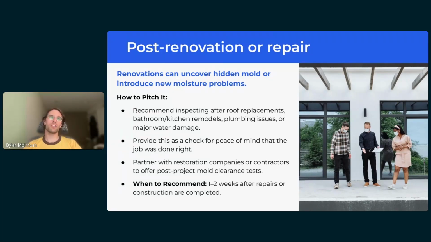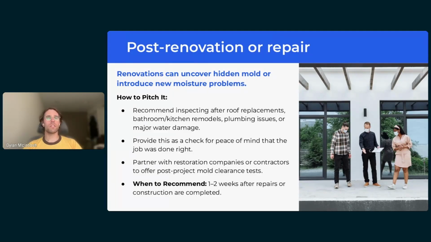After known plumbing issues or major water damage, a flood, a pipe burst, things like that, where there's major water, having an assessment after the immediate issues have been resolved is a good opportunity for you. And one either gives the client peace of mind that they've gone through this and there's no issues remaining, or you uncover a situation that can then be addressed by a remediation professional.